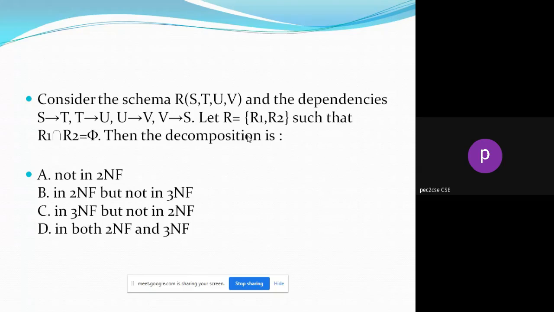Which is the right answer? Option D, ma'am. In both the second and third normal form. How?